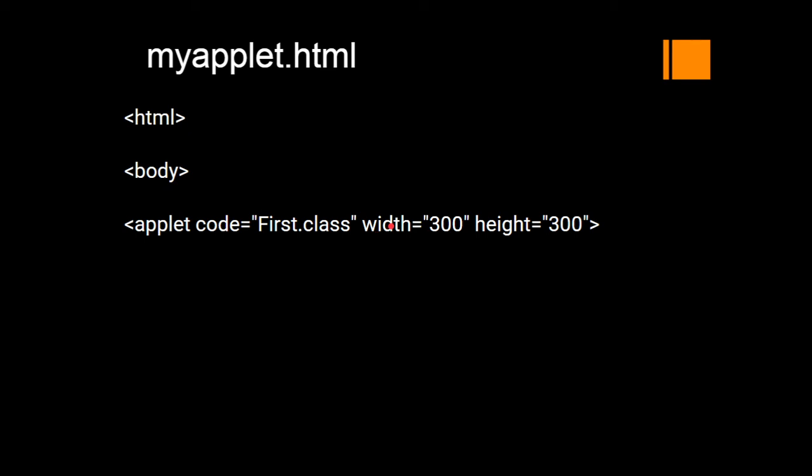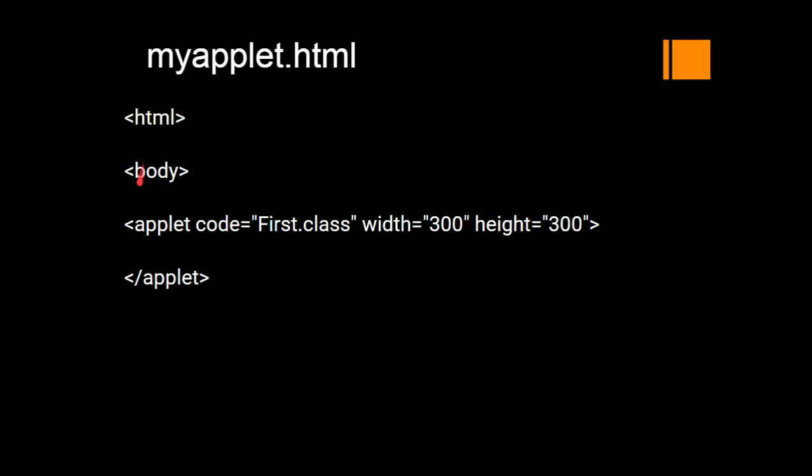Next, width is equal to 300, height is equal to 300. This is the height and the width of the applet screen. We had seen that the applet screen looks like a window screen with the minimize, maximize, restore and close buttons. Now we are going to use this: width is equal to 300 and height is equal to 300. These are variable values the user can give in order to set the screen width and the screen height.